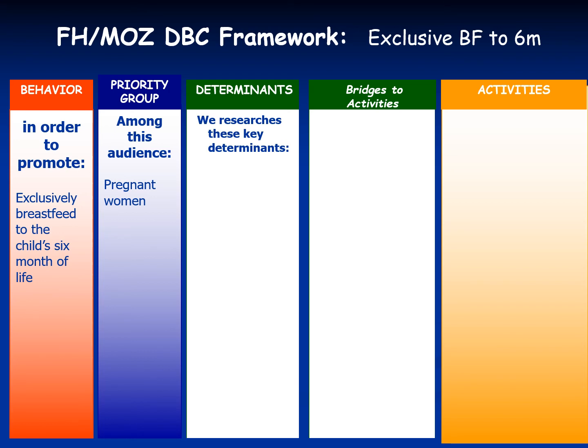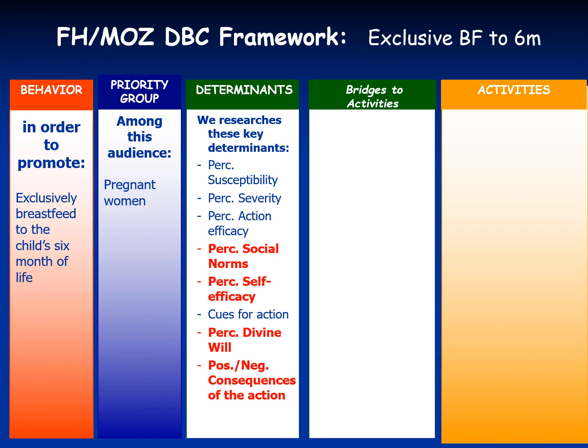The third column is where you list all of the determinants studied in your behavior analysis study. We put the ones in red that were found to be important, and we can largely ignore the others. And notice this is pretty much the same list that we presented earlier of all the different determinants we recommend that are studied actively. Then there's the bridges to activities, which are basically the objectives you set related to the determinants.